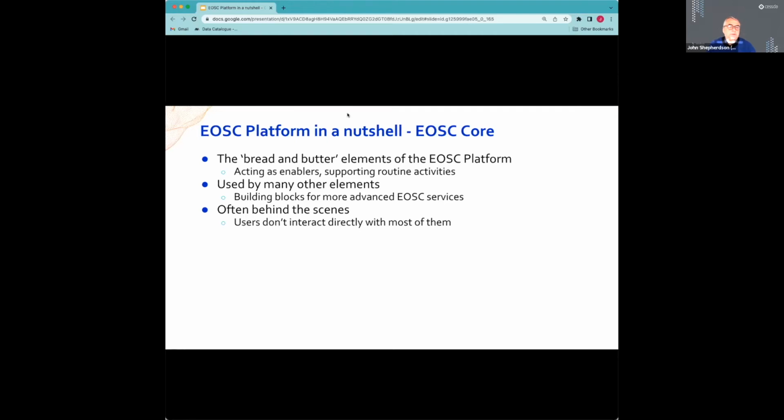So the EOSC core, what is it? Basically, it's the bread and butter elements of the EOSC platform, which act as enablers and support other routine activities. The core elements tend to be used by many other parts of the platform, acting as building blocks for more advanced composed services. They're often behind the scenes, so the users of the platform may not see them or even be aware that they're interacting with them.